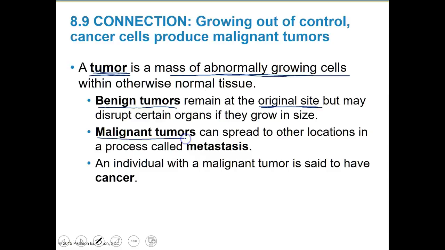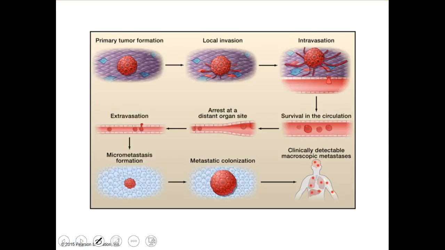Malignant tumors, however, can spread to other locations. Okay? And that's what we call metastasis, or when a cancer has metastasized. So an individual with a malignant tumor is said to have cancer. Here's kind of what we might have, like a primary tumor formation, where it's staying within its original location and it's just a mass here. So this might still be benign at this point. As long as it stays within the original tissue and you can cut it out fairly easily, it's benign.